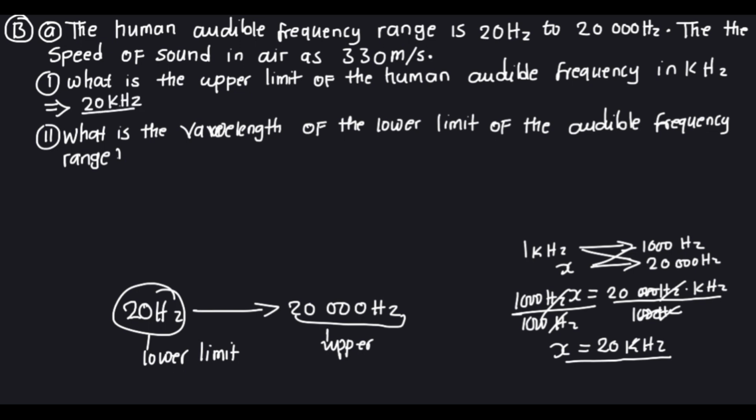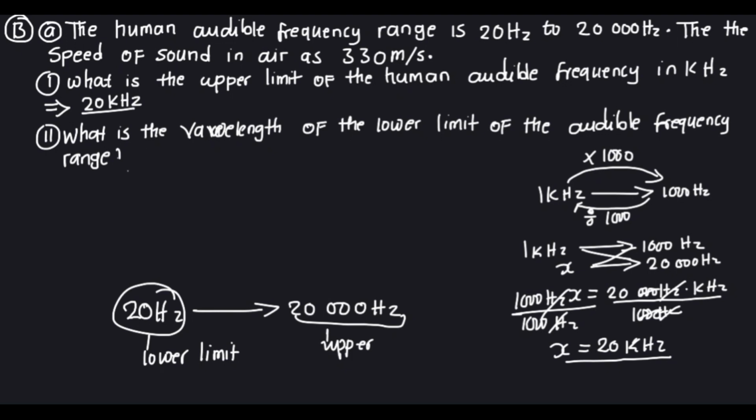Now to summarize our point: we have said 1 kilohertz is equal to 1,000 Hz. So if you are converting from kilohertz to Hz, you multiply by 1,000. The reverse is also true: if you are converting from Hz to kilohertz, this time you divide by 1,000. Whenever you have a number in Hz and you want to convert it into kilohertz, just divide by 1,000.